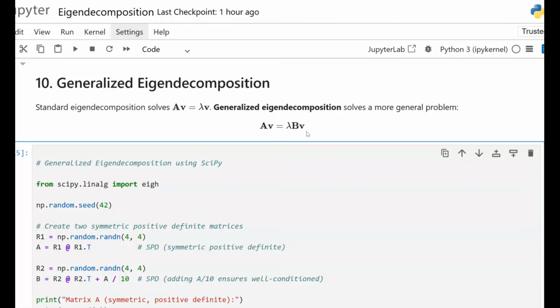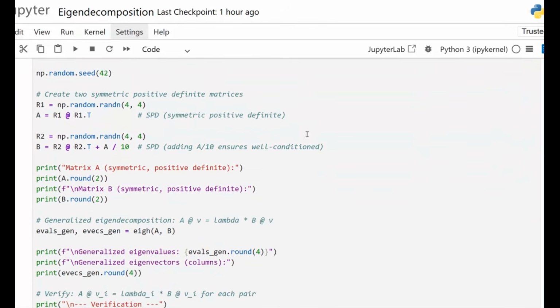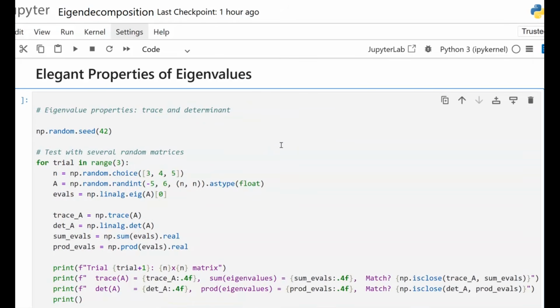And one thing I have to add, dear friends, generalized eigendecomposition answers a deeper question than the standard case, that is, in which direction does A dominate relative to B. So this makes it fundamental in problems involving ratios of quadratic forms, not just absolute scaling. So before we conclude, let us verify two beautiful mathematical relationships that connect eigenvalues to quantities we already know.